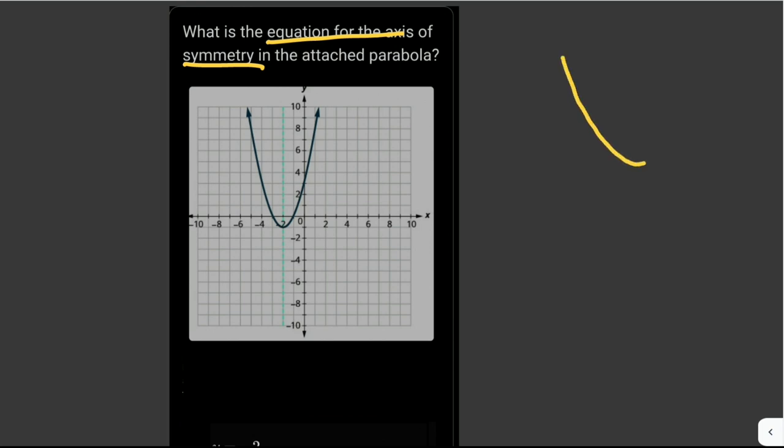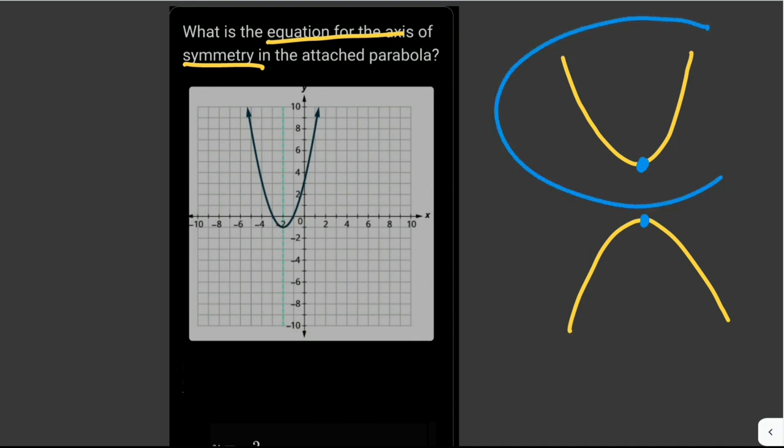Let's say this is a parabola that opens upwards and this is a parabola that opens downwards. The vertex of the first parabola is this one, the lowest point, and the vertex of the second parabola is this one, which is the highest peak, the maximum point. Now in the graph, we're given a parabola that opens upwards, and the axis of symmetry always goes through the vertex of the parabola, and it is the vertical line that goes through the x-coordinate of the vertex.